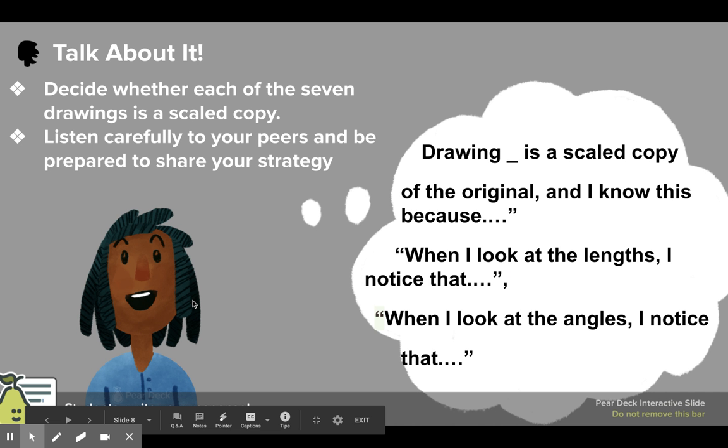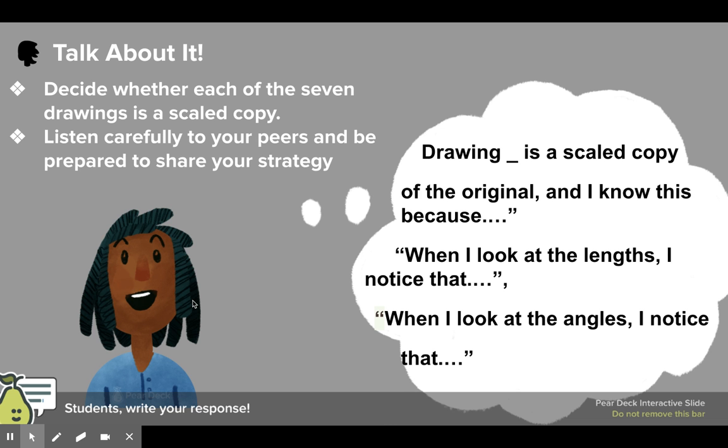So now this is a Pear Deck slide once again. I want you guys to write your response. Again, if you're not in Pear Deck, just go ahead and put this in the chat. So we're going to talk about it. Decide whether each of the 7 drawings is a scaled copy. Listen carefully to your peers and be prepared to share your strategy.